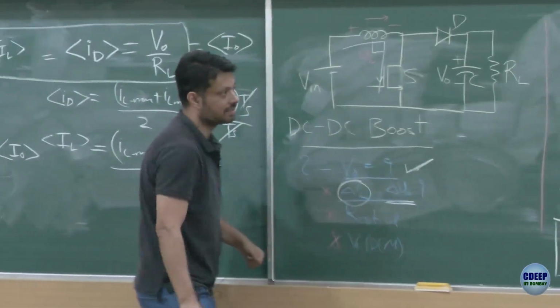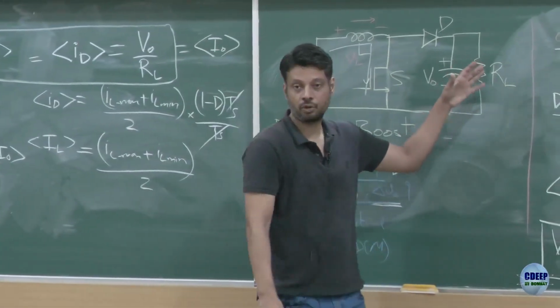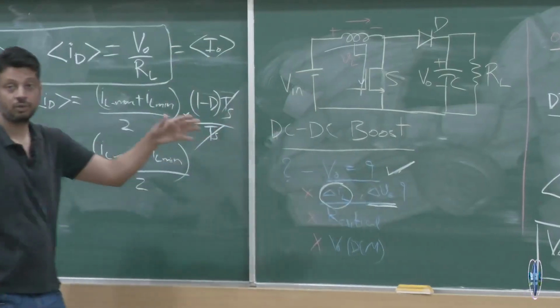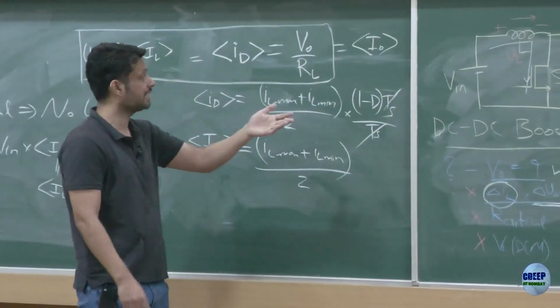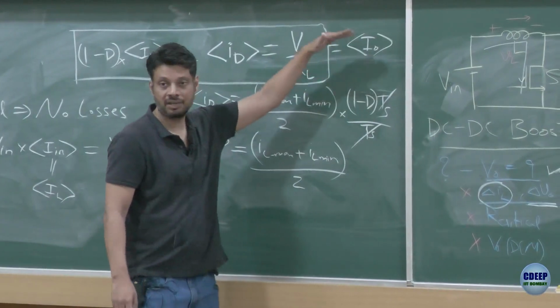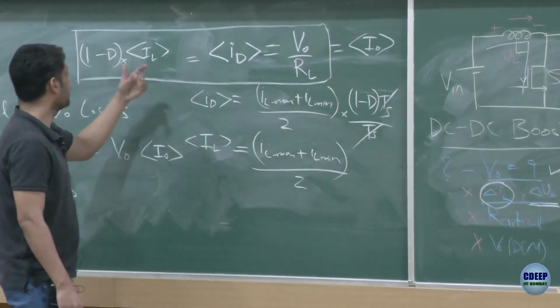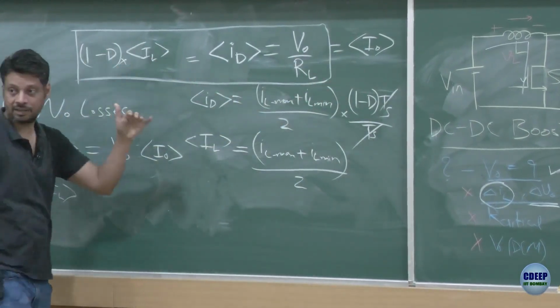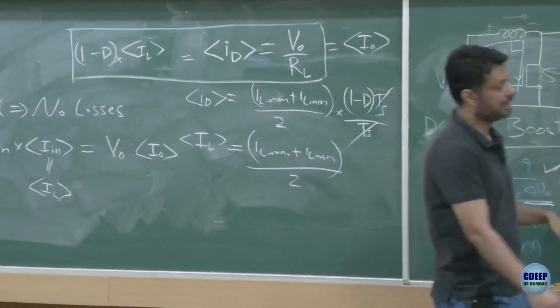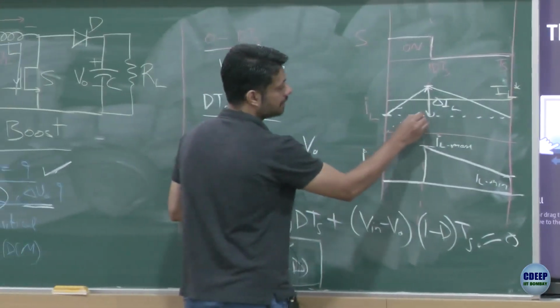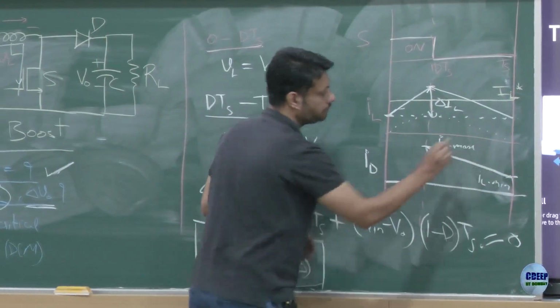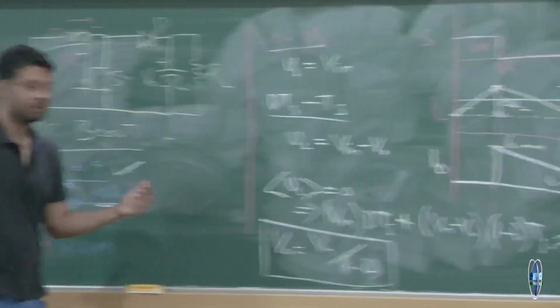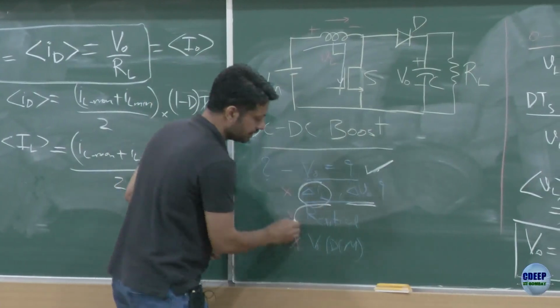Critical resistance, again, you keep increasing the load resistance, you keep reducing the load current. Your average output current will keep reducing, your average inductor current will also keep reducing, and there would be a point where the inductor current would be at the critical condition, and that condition you can apply to find the critical resistance.